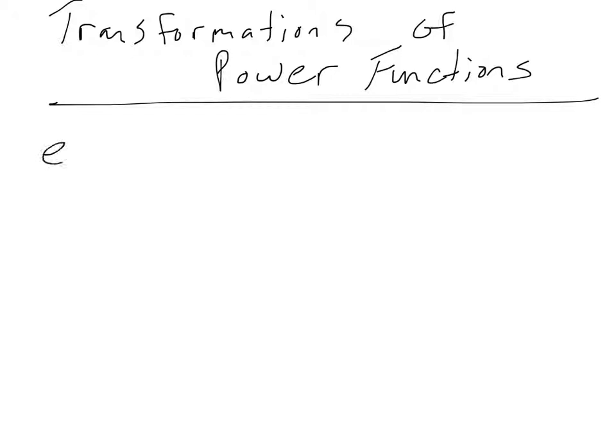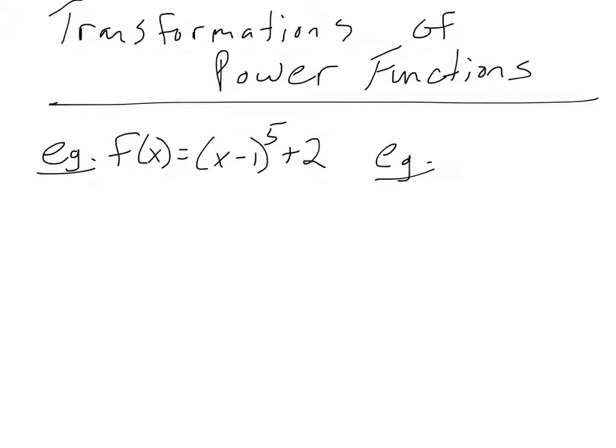So I'll give you a couple examples. Why don't you go ahead and graph for me f of x equals (x minus 1) to the 5th plus 2, and also graph for me negative x to the 8th plus or minus 3. So go ahead and, using what you know about transformations of functions, graph both of those power functions for me. Or those, because those are transformations of power functions, right?